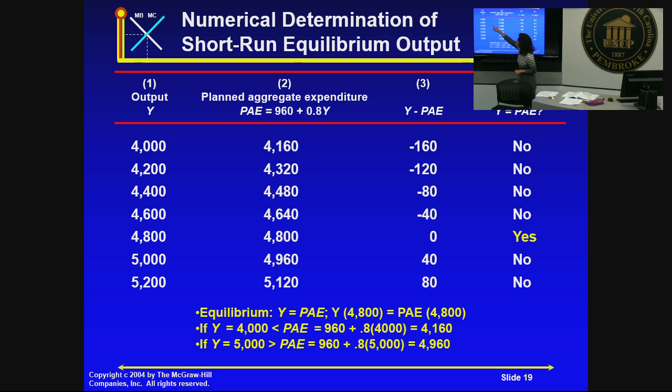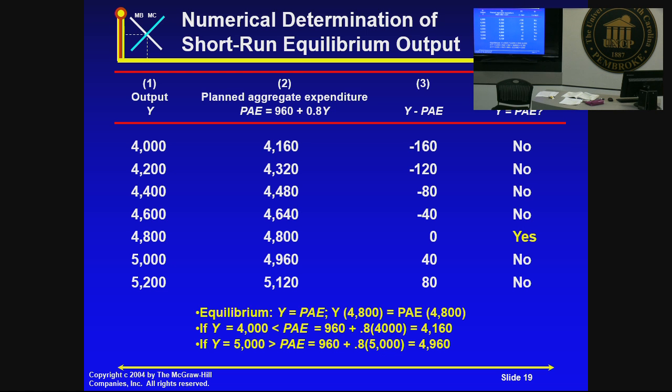So what we do is that we plug in that 4,000 into y, and then we solve for it and see what it is. So all these numbers are here, and then we take the difference, y minus PAE, because your y is here, PAE is here, so this is less, so you got a negative number. And then we ask you, is y equal to PAE, which is that short run equilibrium.